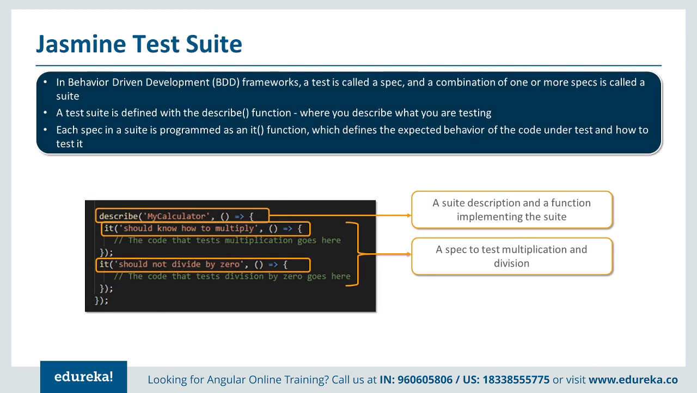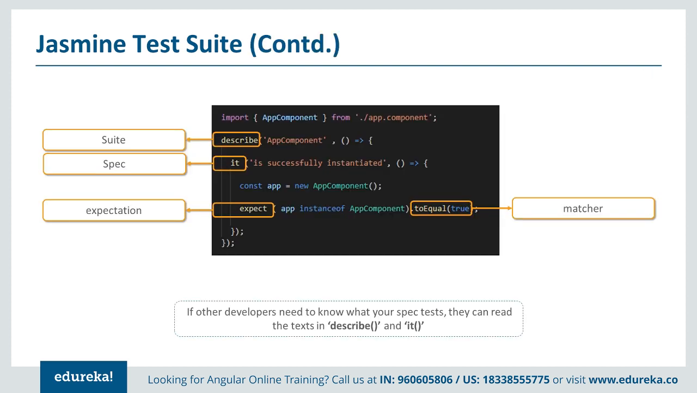They have given an example for a calculator. My calculator: describe a method, it should know how to multiply something. So they are creating a component. App is an instance of the component, and they are expecting that app is an instance of AppComponent. They are putting in some high-level examples.